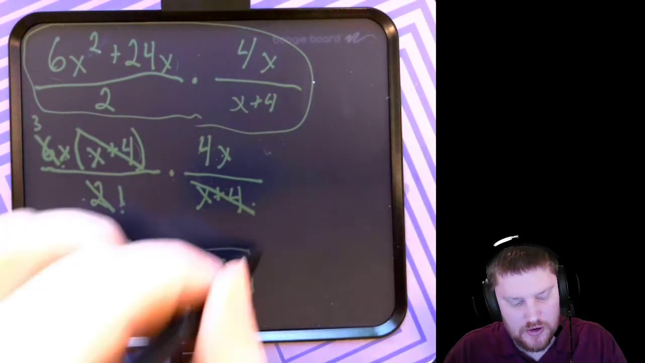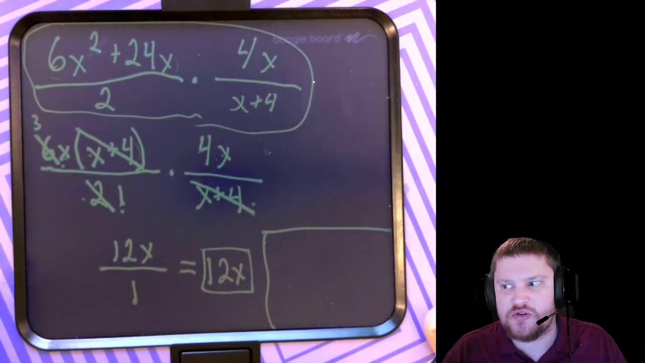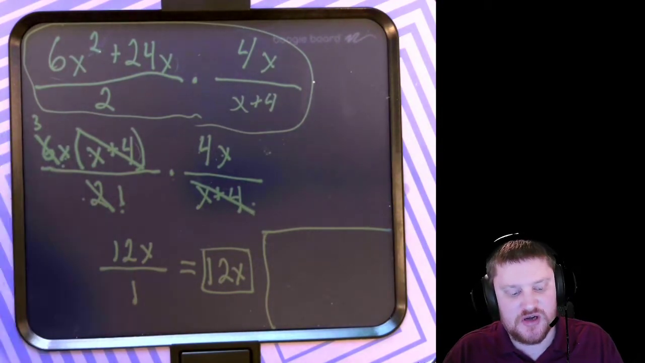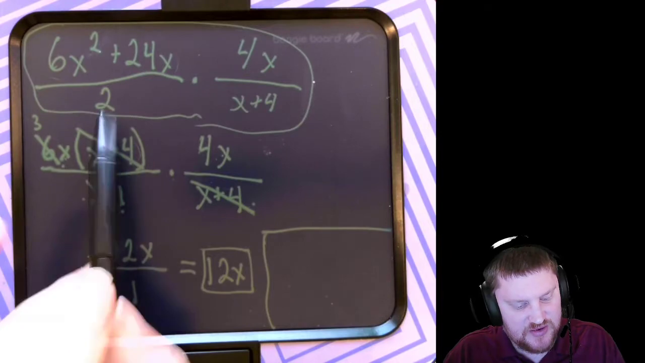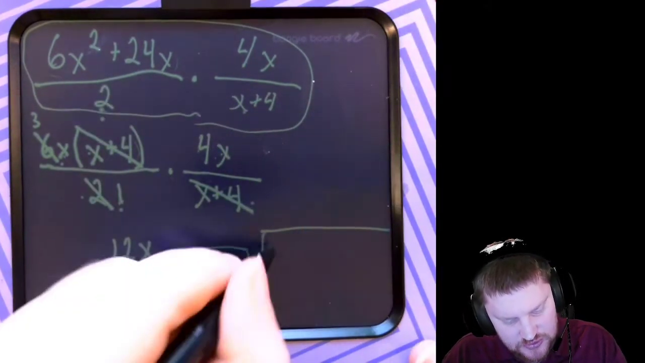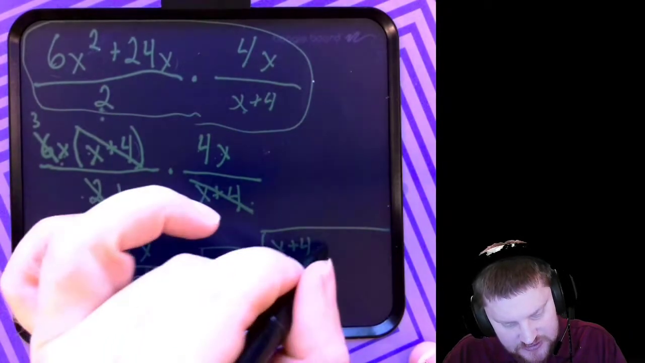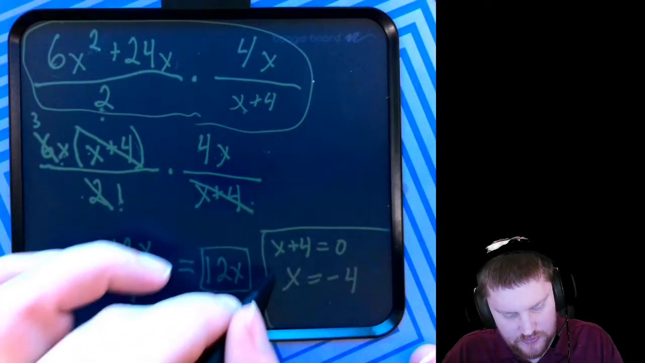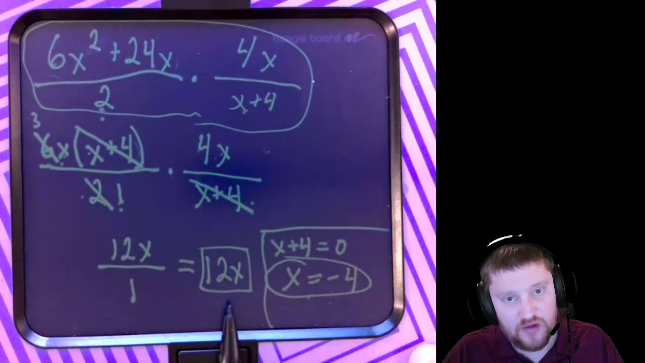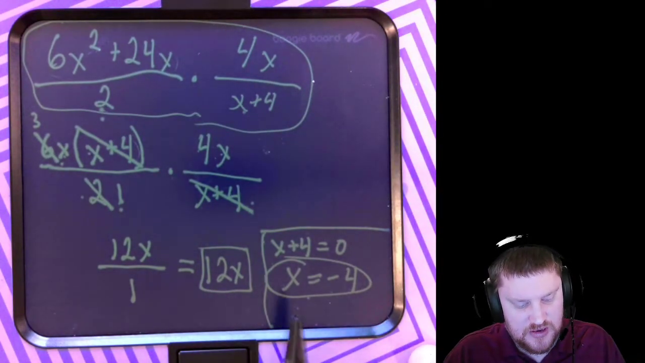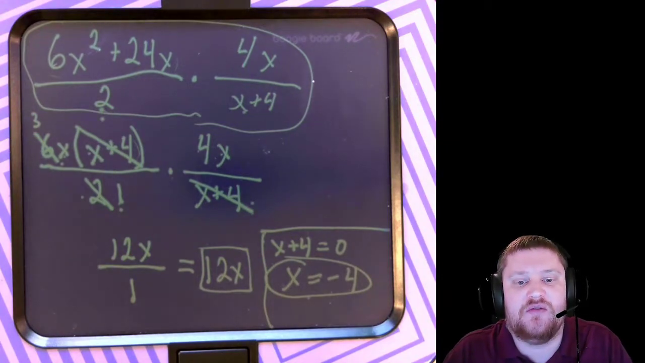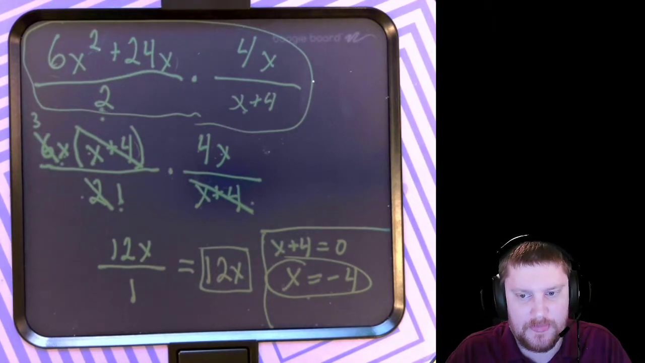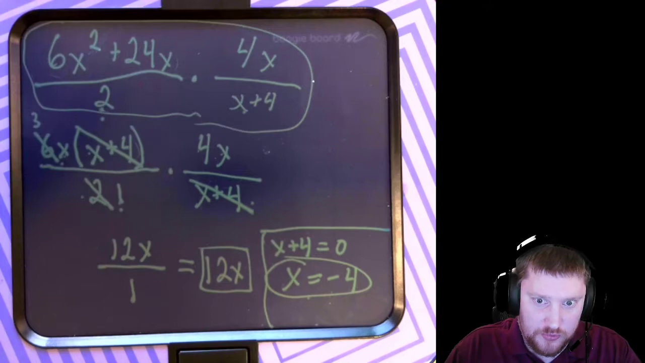They also, however, want you to give them excluded values. So, in order with multiplication to find excluded values, you take a look at every term that's in your denominator that has an x in it. This does not have an x, but this does. So I take that term, x plus 4, set it equal to 0, and solve for x. X equals negative 4. So 12x is my answer. X equals negative 4 is my excluded value. And that's exactly what I would put for my answer to this problem in HRW. That's how you're going to do all of the multiplication problems.